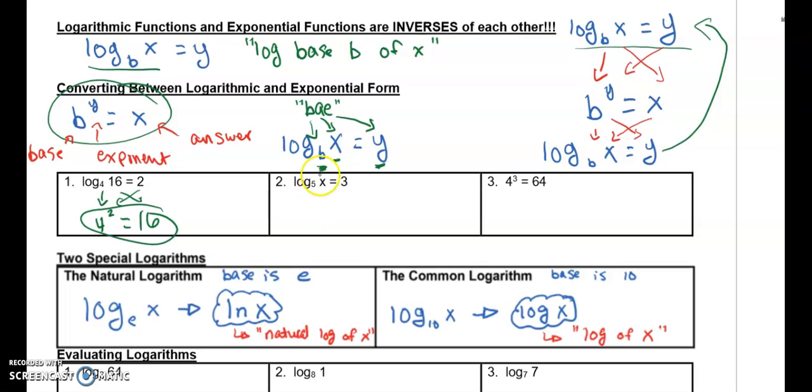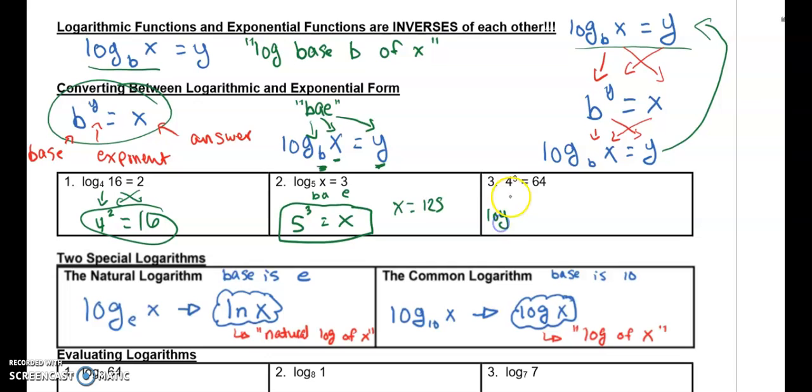Let's do the other method. This should be B-A-E. So base is 5. Exponent is 3. Answer is x. There we go. x equals 5 to the third. By the way, you could even simplify that. We know that that's equal to 125. Now I'm in exponential form. We can do this kind of both ways.